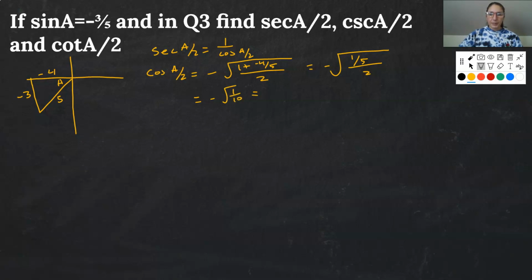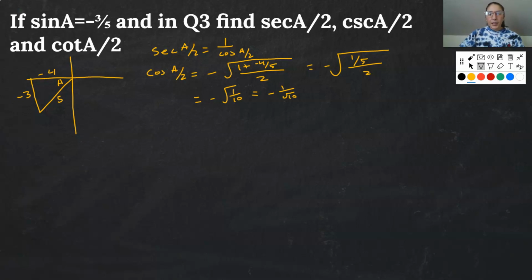Square root of 1 is 1. Square root of 10. Basically, I'm taking the square root of the numerator and the square root of the denominator. Square root of 1 is 1. Square root of 10 is square root of 10. So I got my cosine. Oop, I was already starting to circle that like I was done.